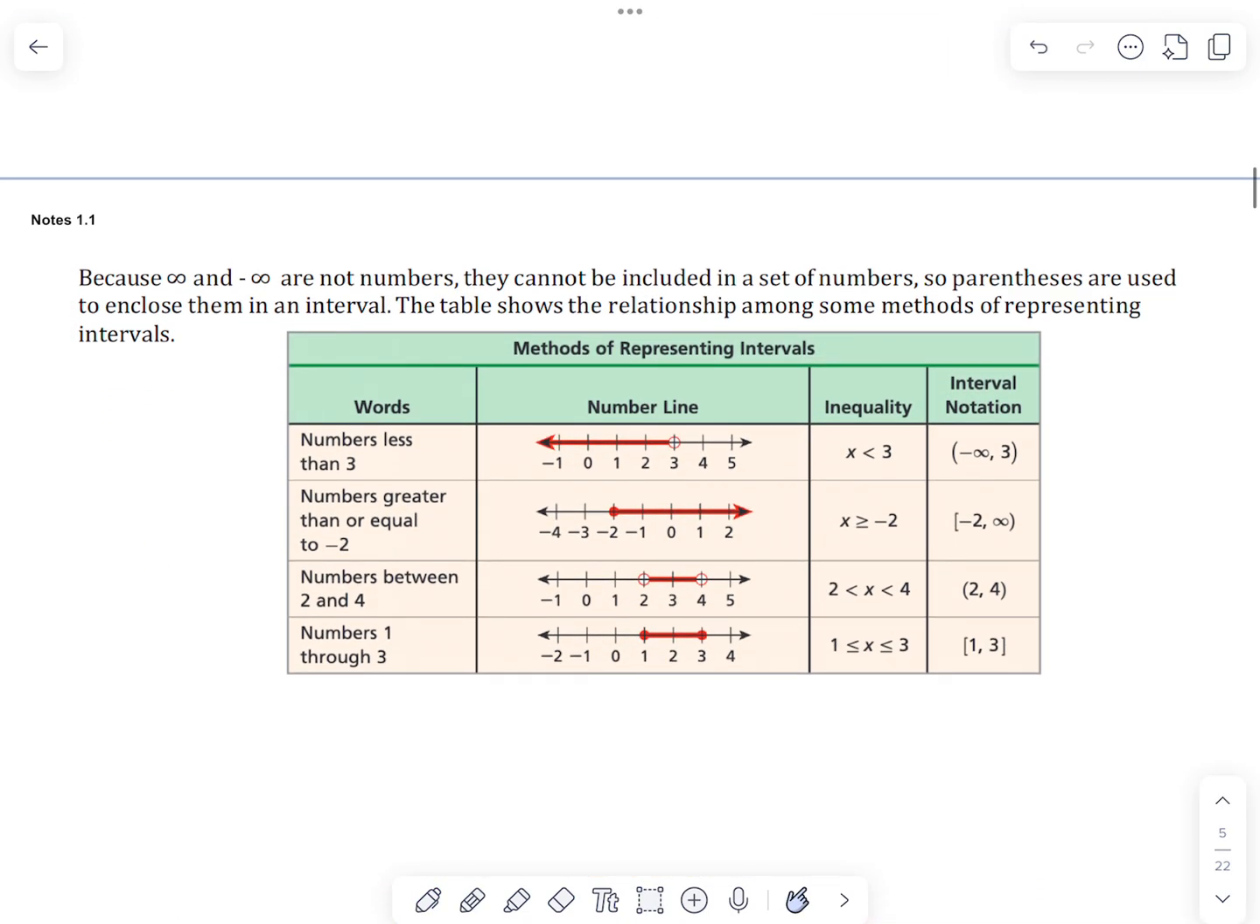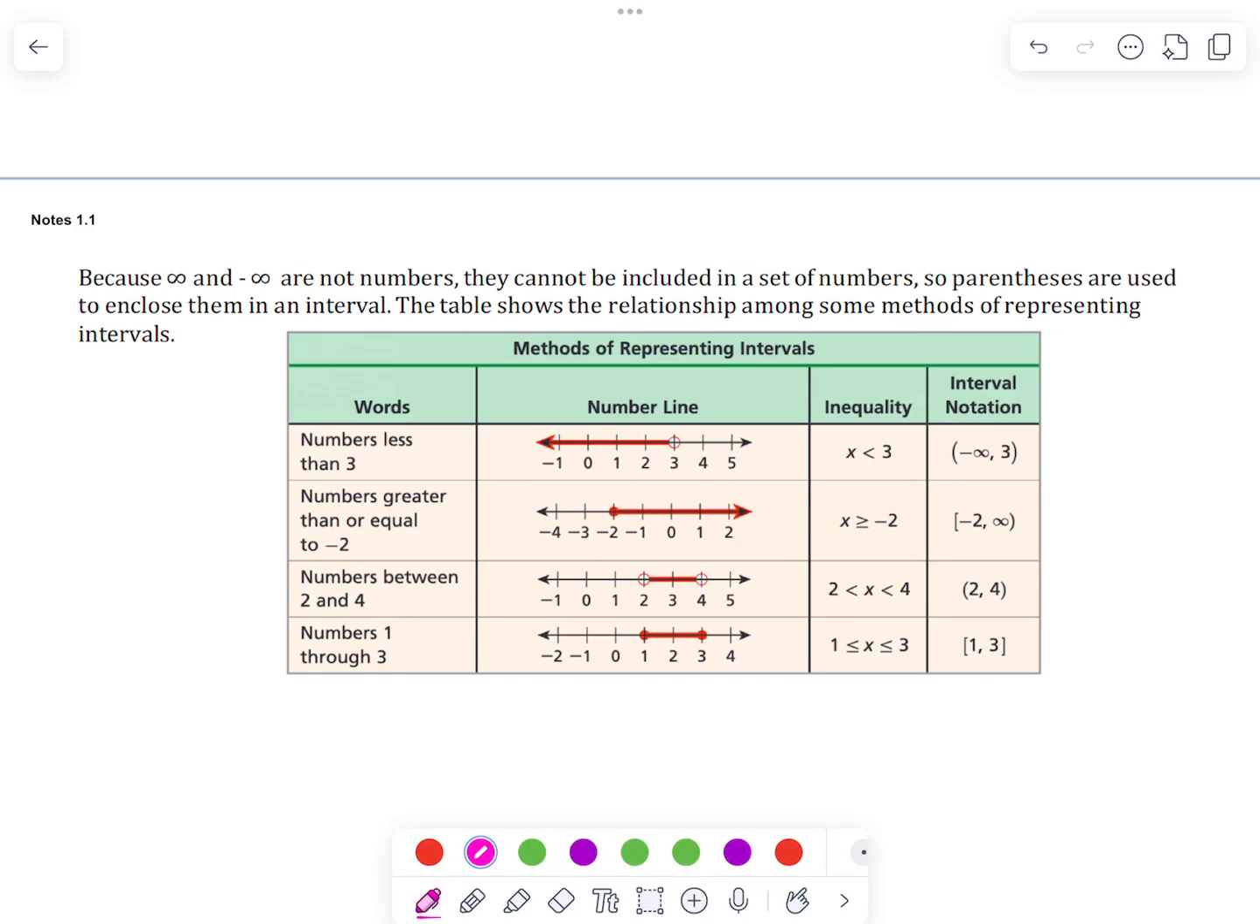All right. So because infinity and negative infinity are not numbers, they can't be included in a set. So the parentheses are used to include them in an interval. Here is an example of a table that shows some methods of representing the intervals. And we'll do some examples together also. So here's just a nice example of the representation.